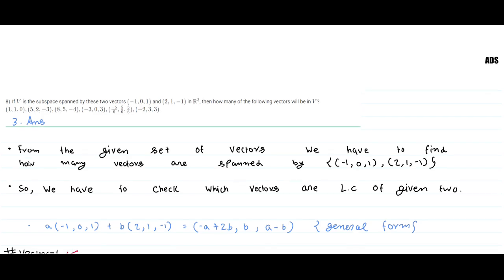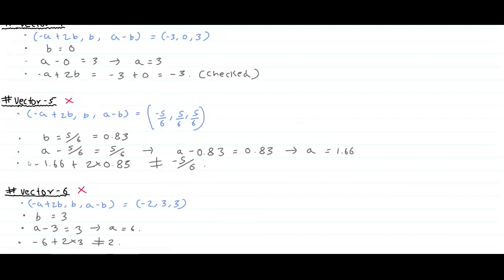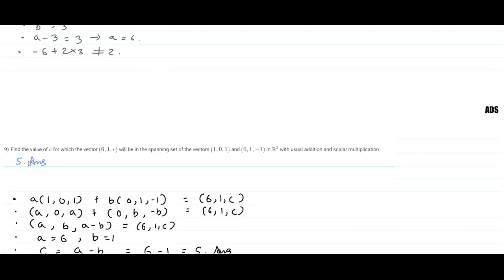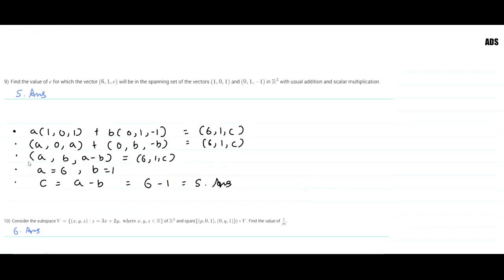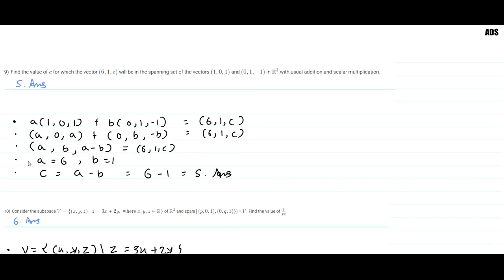Coming back to the next question, which is basically question number 9, which asks to find the value of C for which this given vector will be in the spanning set of these two vectors in R3. Okay, so this question is also similar to the previous question that we just did. Here again we have to find a general linear combination of these two given independent vectors, and after that we have to equate that general form with this given vector, and then we have to find the value of C. So after doing all this process, the value of C that we are going to obtain is 5. Hence, the answer of this question is going to be 5.